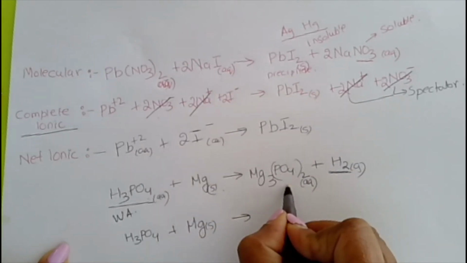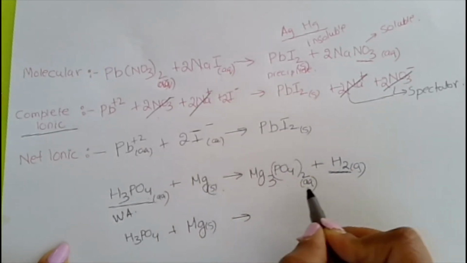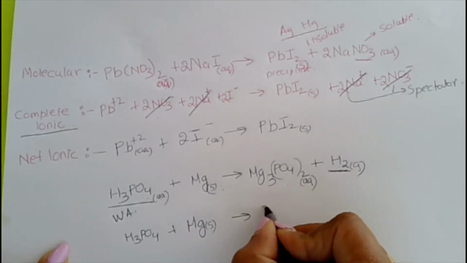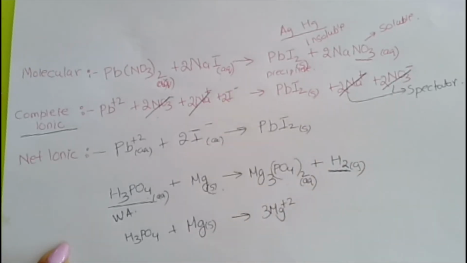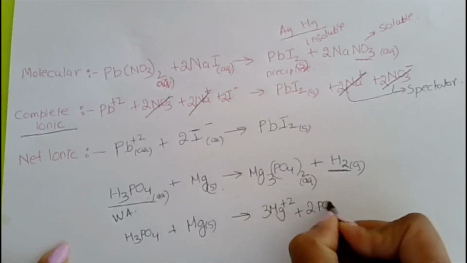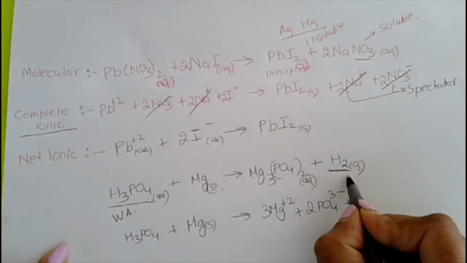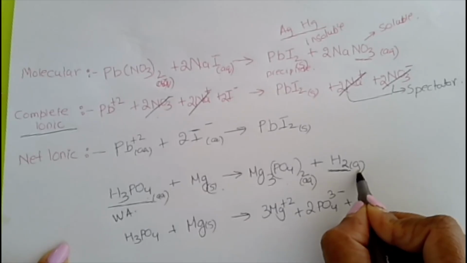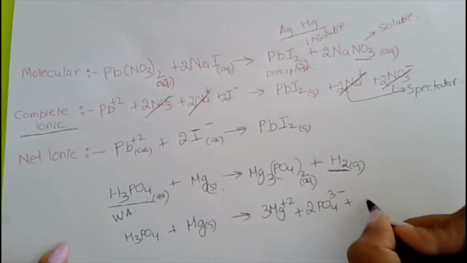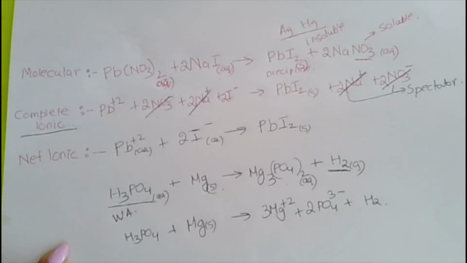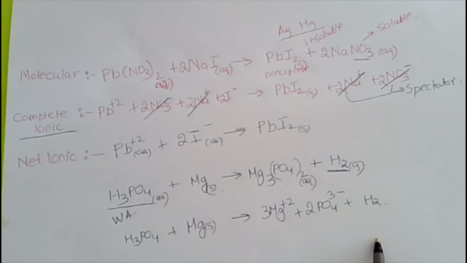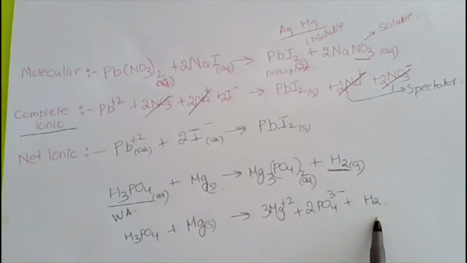Now, what is going to happen to this one? This is an ionic compound and it is aqueous. This is the one that you're going to dissociate and you will get 3Mg2+ and 2PO4 3−. So you need to know the charges. You need to know your polyatomic ions correctly. Again, you are not going to dissociate that because it's a gas. So this is going to stay as hydrogen. Now, do I have any spectator ions in this? This is your complete ionic equation and this is also your net ionic equation over here.